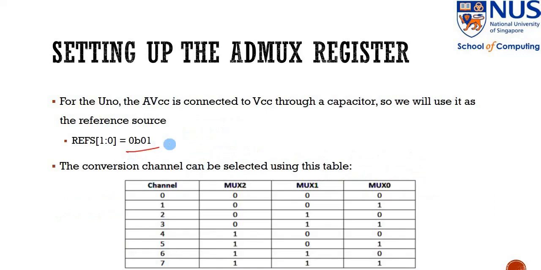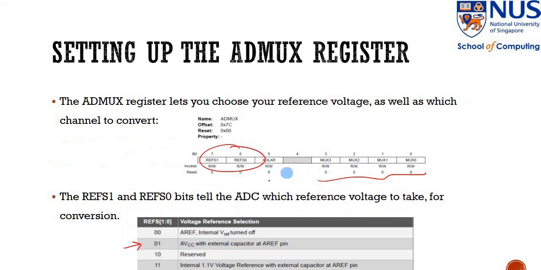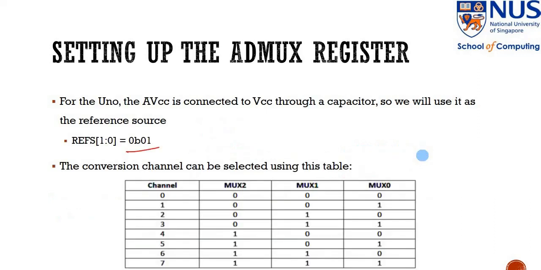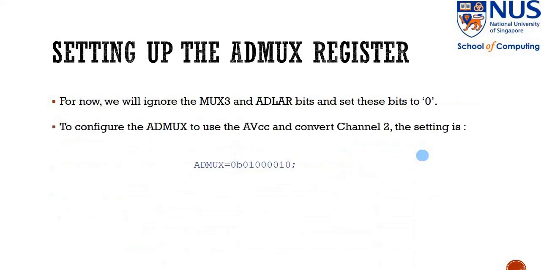For the conversion channel, that means your multiplexer selector, we configure the bits depending on which channel we want to use: MUX 0, 1, 2. As you can see, there is another bit, MUX3, here, but we are not going to worry about MUX3. We're just focusing on MUX 2, 1, and 0. Depending on which channel we want, if I want channel 2, then I just set this to 2. This is the channel, and this is the reference voltage, the ADC reference. So that's about it for the ADMUX register.